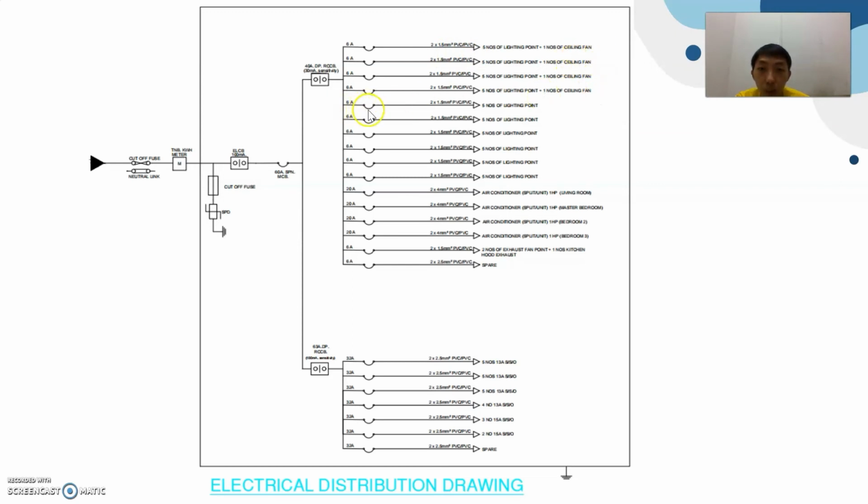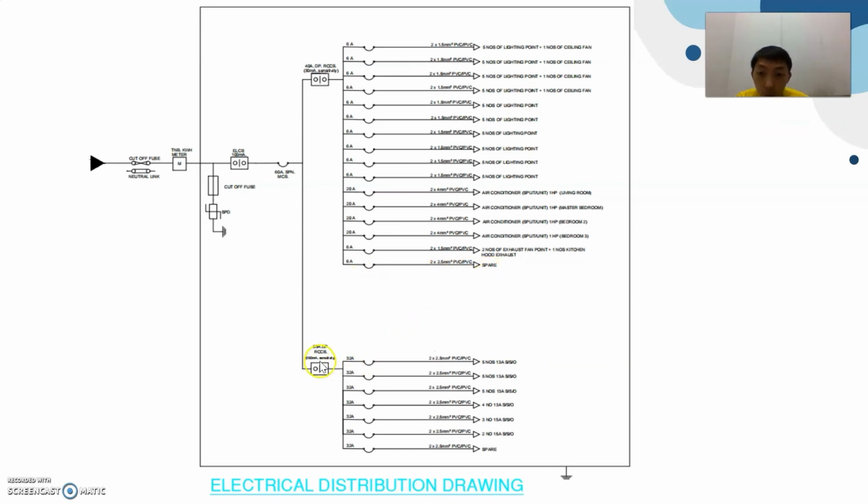This is the 6 ampere circuit breaker with 2 times 1.5 PVC pipe to control the 5 lighting points, and this 6 is the same. This is the 20 ampere circuit breaker with 2 times 4 mm square PVC pipe to control the air conditioner with 1 horsepower. This is to control the living room, master bedroom, bedroom 2, bedroom 3, and this is the 6 ampere circuit breaker with 2 times 1.5 PVC pipe to control the 2 exhaust fan points and 1 kitchen hood exhaust. This is the 6 ampere circuit breaker for the spare line.